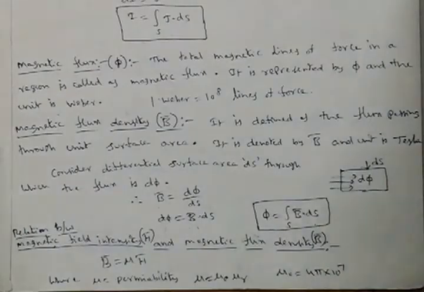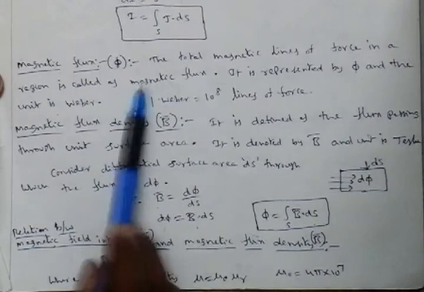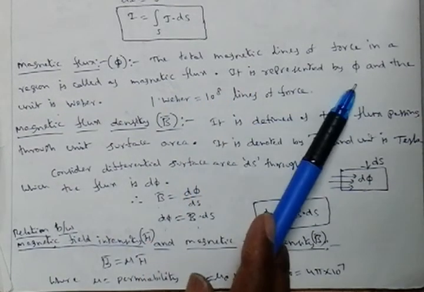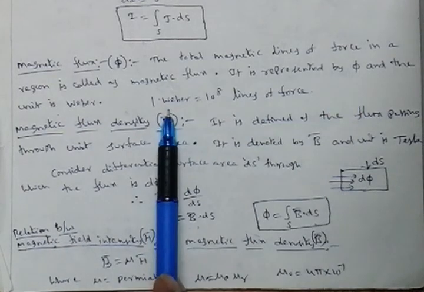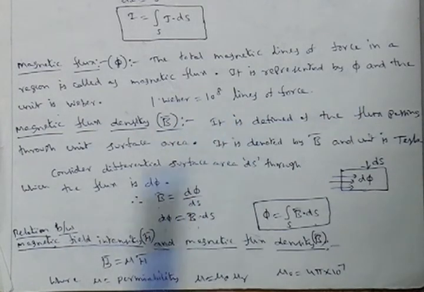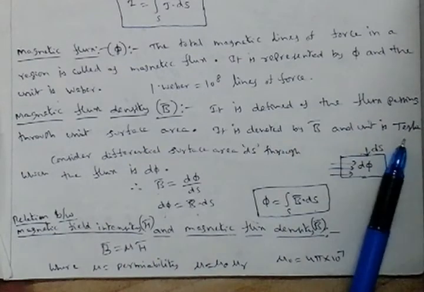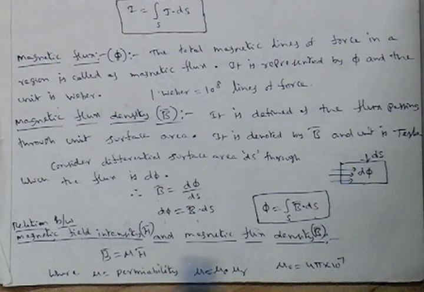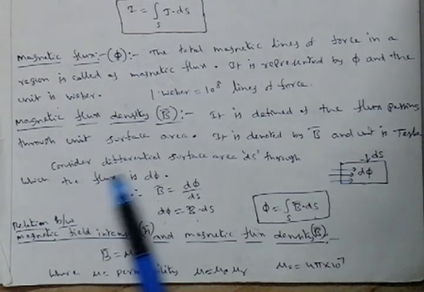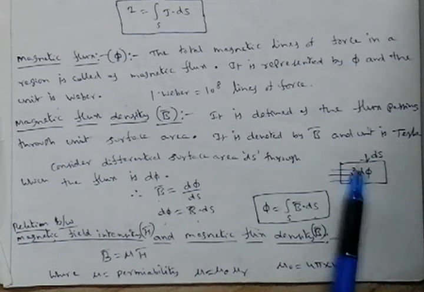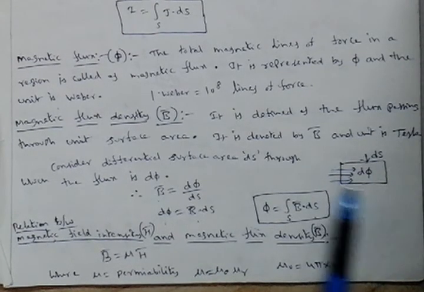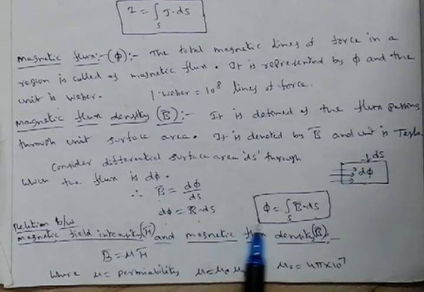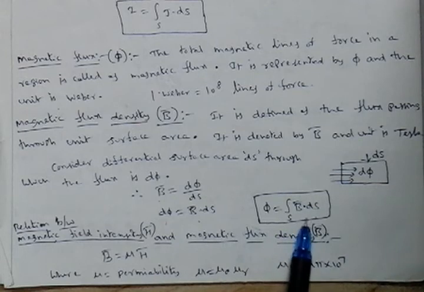Now let's see the same thing here. Magnetic flux means the total magnetic lines of force for a region. It is represented by phi and the unit is Weber. 1 Weber is equal to 10 power 8 lines of force. Next, magnetic flux density is the flux passing through unit surface area, represented by B bar, and the unit is Tesla or Weber per meter square. Consider a differential surface area ds through which the flux is d phi. Then the flux density within this differential surface area is B bar is equal to d phi by ds. d phi is equal to B bar dot ds. Phi is equal to the surface integration of B bar dot ds.